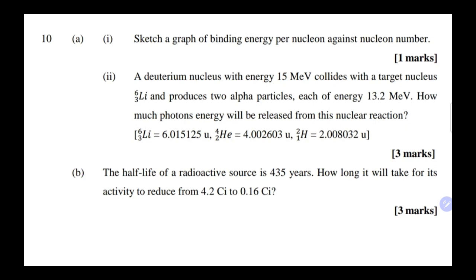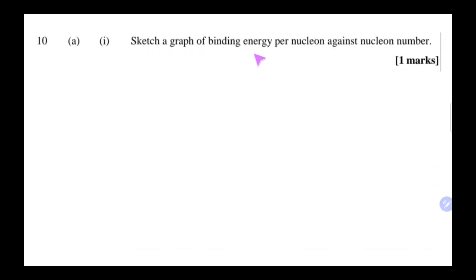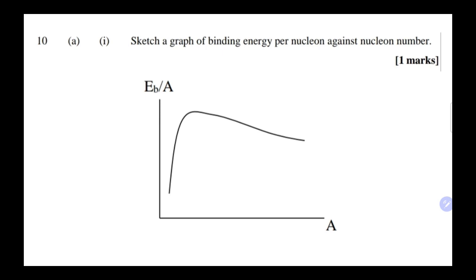So 10A1, the question is, sketch a graph of binding energy per nucleon against nucleon number. I think it's quite simple. We just take out the axes, which are binding energy per nucleon against nucleon number, and then we draw the curve here. Something is wrong here. Don't forget, we need to complete the axes with the arrows, to be like this. Make it complete.